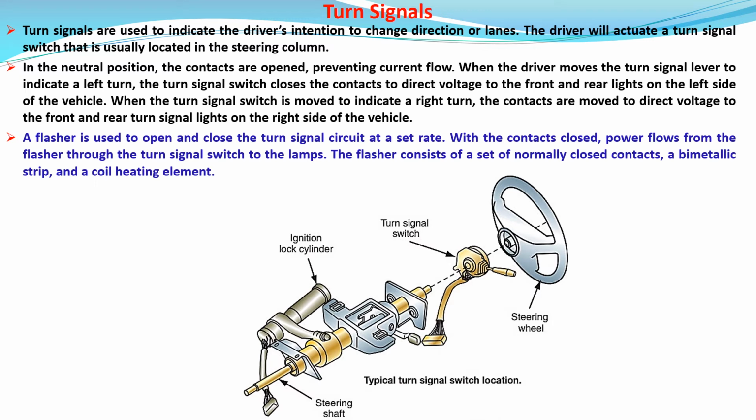A flasher is used to open and close the turn signal circuit at a set rate. When the contacts closed, power flows from the flasher through the turn signal switch to the lamps. The flasher consists of a set of normal closed contacts, a bimetallic strip, and a coil heating element.